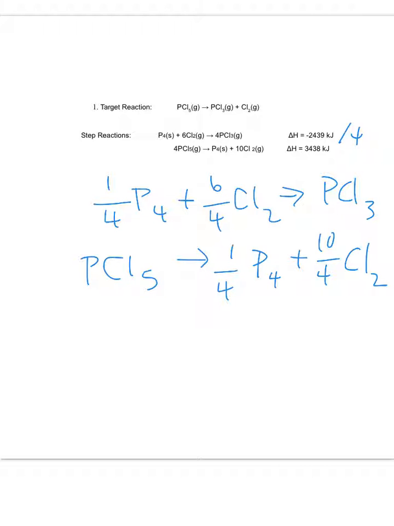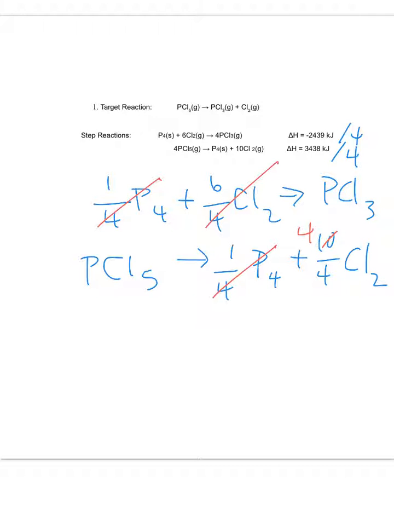So now that I have done this, and I have now 1 mole of PCl3 and 1 mole of PCl5, I can then go through and cancel out what cancels. So the 1/4 P4 goes away. And I almost forgot, we're going to divide this by 4 as well. All right, and then we have 10/4 of Cl2 on the product side, and we have 6/4 of Cl2 on the reactants. So all of the 6/4 is going to go away, and we're going to subtract that from 10/4, which is going to leave us with 4 out of 4. And we know 4 out of 4 is the same thing as 1.